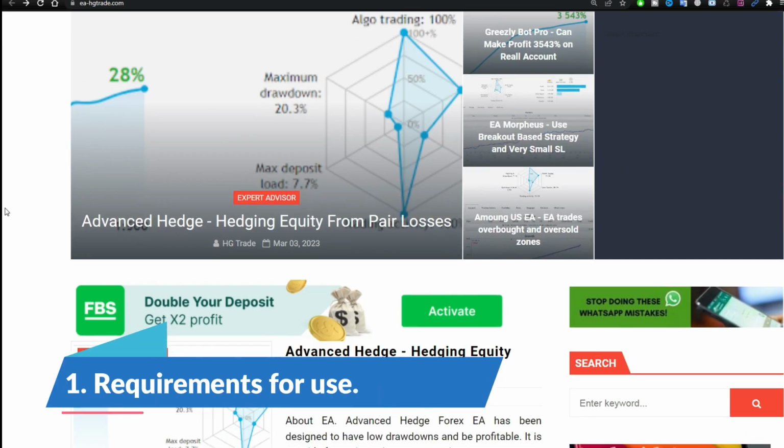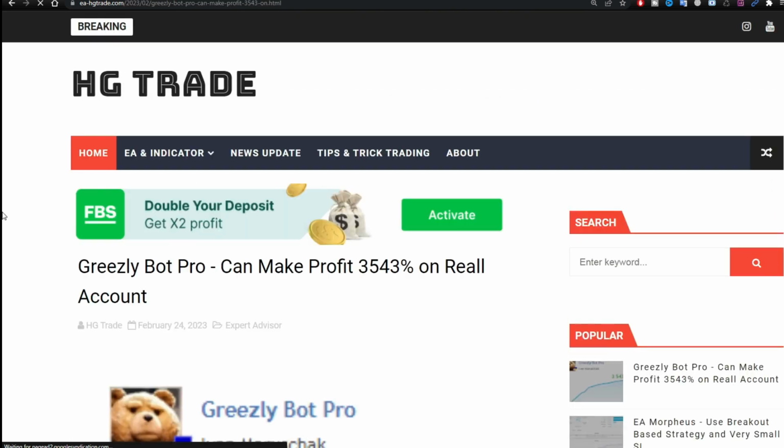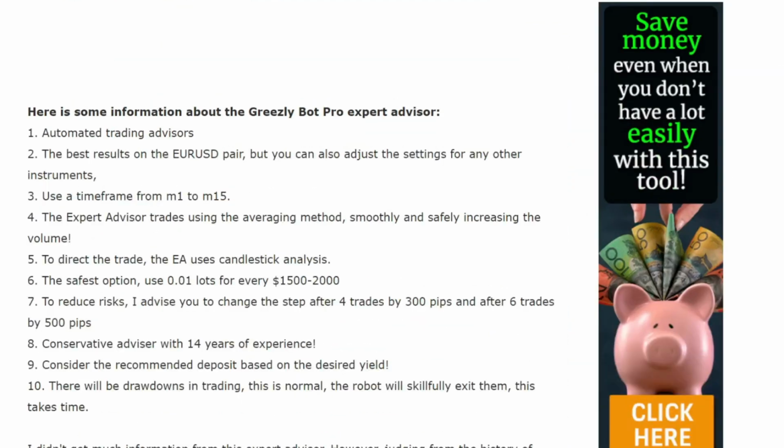One. Requirements for use. A little review about the requirements for using Grizzly Bot Pro Expert Advisors. This EA works only on the Euro to US dollar pair with the M15 time frame, with lots of 0.01 for $1,500 to $2,000. This Expert Advisor uses the averaging method. Yes, this method is sometimes not suitable for some people.